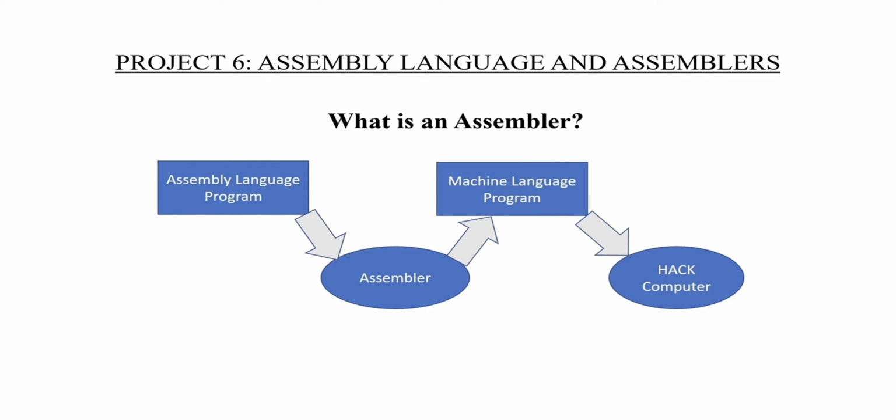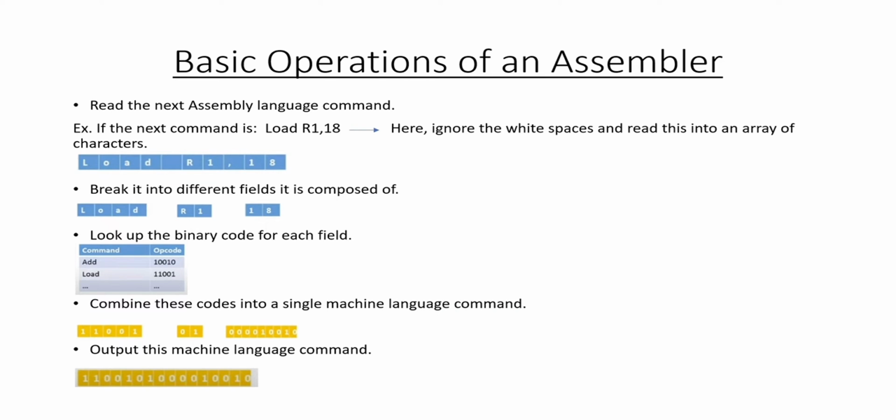The assembler helps in translating the program from assembly language to machine language, which can be easily interpreted then by the hack computer. So what is the logic behind the assembler? First, it reads the next assembly language command. Example, if the next command is load R1,18, it ignores the white spaces and reads this into an array of characters as shown. Then, it breaks it into the different fields that it is composed of. Then it combines these codes into a single machine language command as shown, and then it outputs this machine language command.